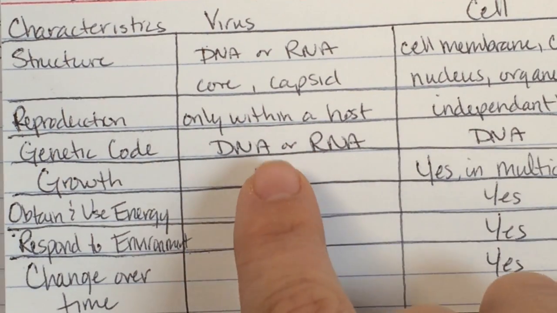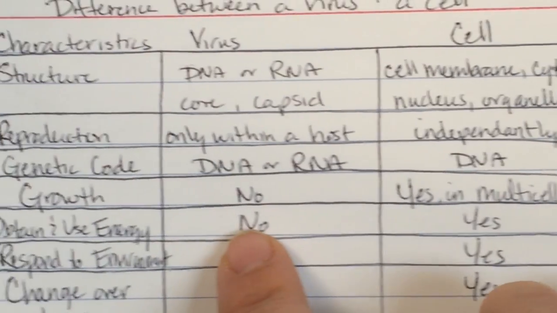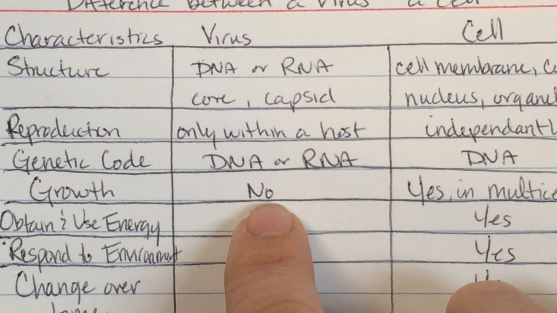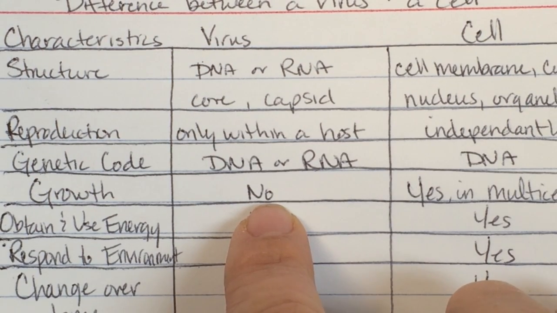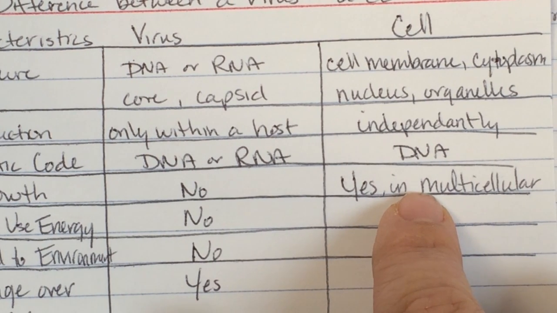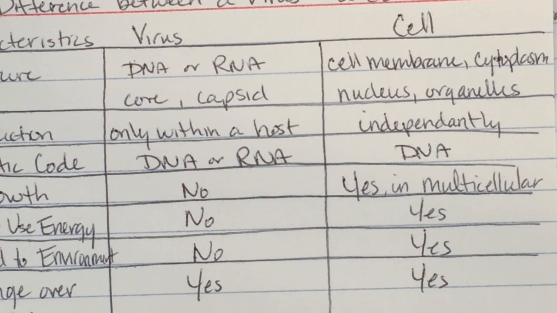The genetic code: viruses can have DNA or RNA, cells are just DNA. Growth. Viruses, once they're produced, do not grow any larger. You can't have a baby virus. It's just a virus. Whereas cells can start out smaller and grow. We can have development in multicellular organisms. You start from a single cell as an embryo and grow into what you are today.